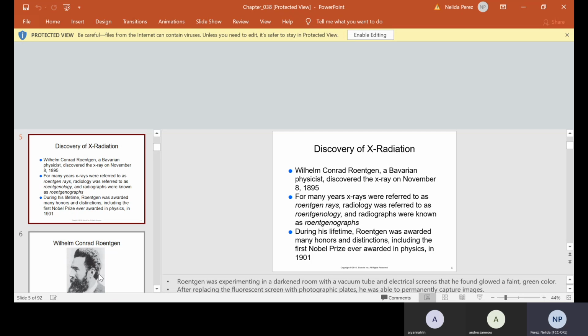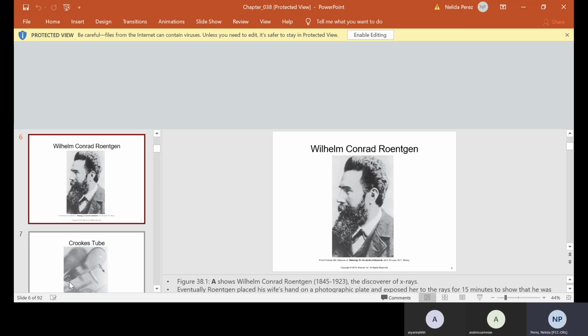Now, moving on to discovery of X-rays. So Wilhelm Conrad Röntgen was a Bavarian physicist who discovered the X-ray on November 8, 1895. For many years, X-rays were referred to as Röntgen rays. Radiology was referred to as Röntgenology, and radiographs were known as Röntgengraphs. During his lifetime, Röntgen was awarded many honors and distinctions, including the first Nobel Prize ever awarded in physics in 1901.